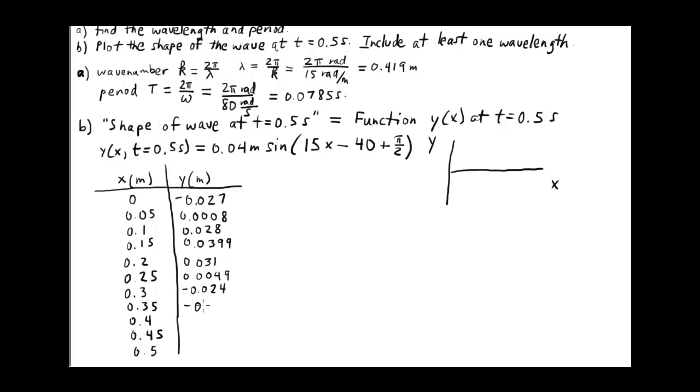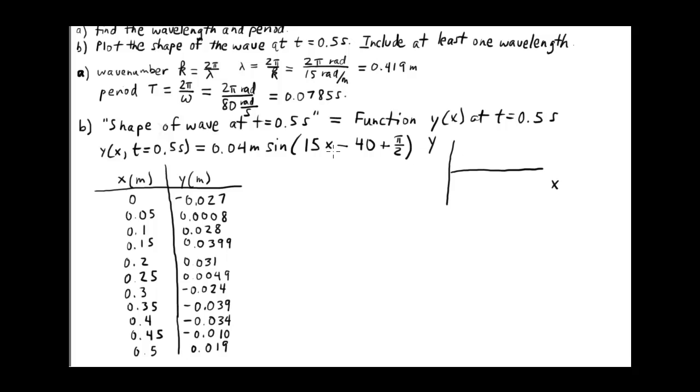0.35, negative 0.039. 0.4 gives negative 0.034. 0.45, negative 0.010, and by the time we get to 0.5 it becomes positive again, 0.019. So one can take those values obtained by plugging in different values of x and plot them on the graph in order to generate the shape of the wave at this particular time.